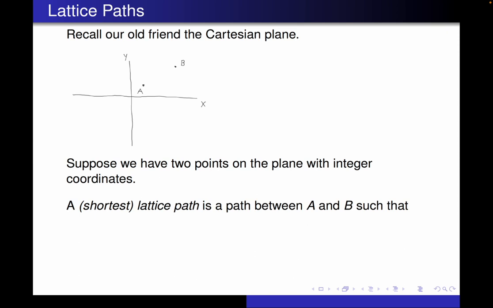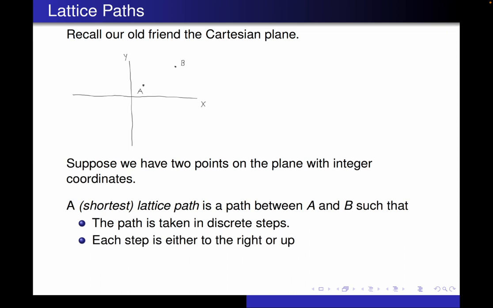A shortest lattice path between the points A and B is something that, well, the path is taken in discrete steps, right? So you can't take half a step or a quarter of a step. You take one step at a time. And then each step is either to the right or it's up. So no diagonal steps. And each step has length 1. So you can step to the right 1 or you can step up 1. Those are your choices within your path.